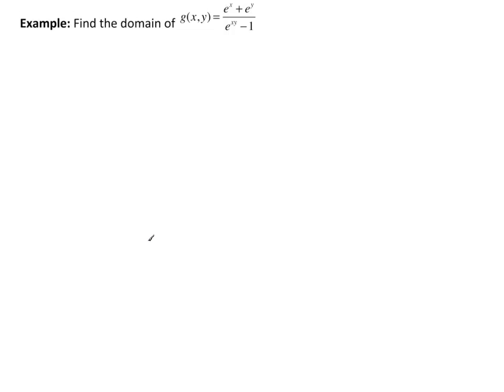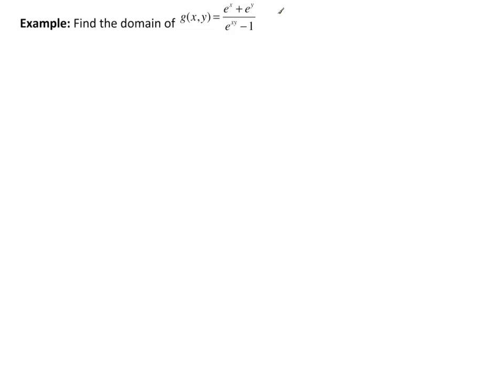Let's take a look at the domain of g(x,y) = (e^x + e^y) / (e^(xy) - 1). Now we know that both e^x and e^y individually are continuous everywhere. These are not polynomials, but these are continuous functions everywhere. And likewise, e^(xy) is also continuous.